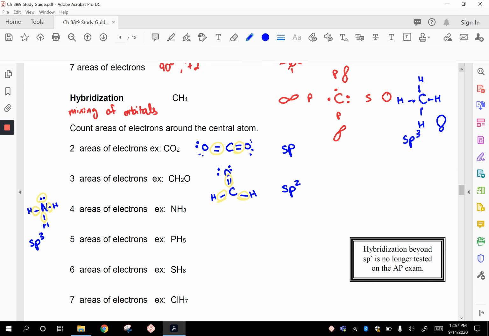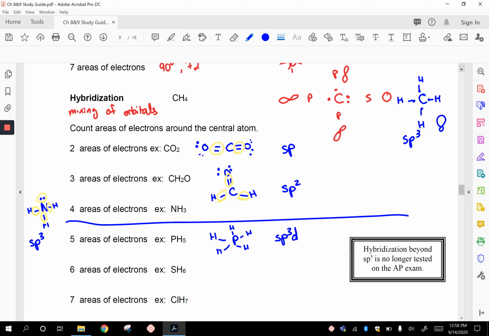We will put these in our notes because in college up till now they still teach them, even though they've proved that this doesn't really happen. But just so you have it in your notes, we'll do them together here. So if you have 5 areas of electrons, that means 5 orbitals mixed together. So you have an s, you can have up to 3 p's, and then you'd need a d, so that there will be 5 total orbitals. SF6, you have 6 areas of electrons around that sulfur, so you need 6 orbitals. So you have an s, up to 3 p's, and then you'd need 2 d's.